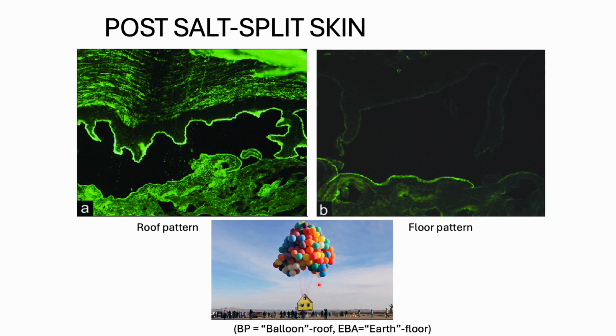And this probably someone tried to copy the idea from the movie Up, and they bind those balloons on top of the roof and try to elevate this house from the earth. So BP, B stands for balloon, is at the roof, and E stands for earth, is at the floor. So that is how I remember. I hope it will be helpful for you as well.